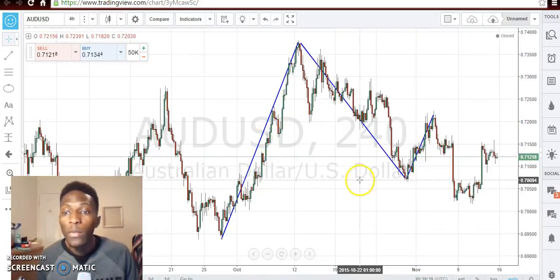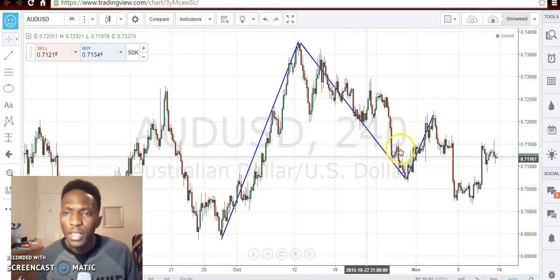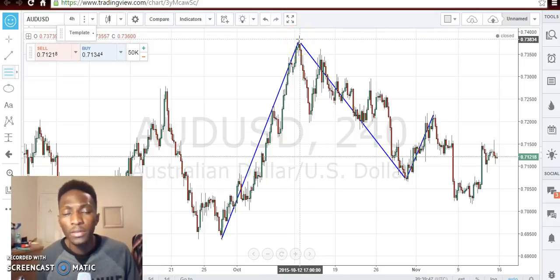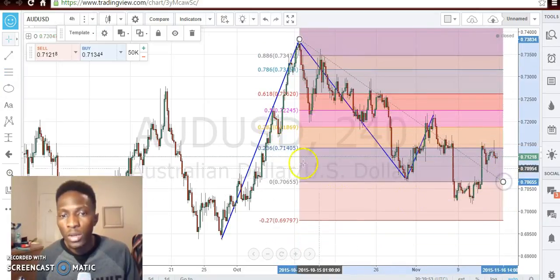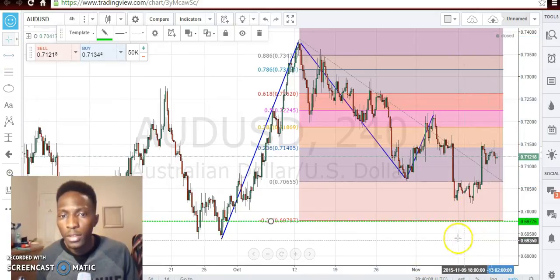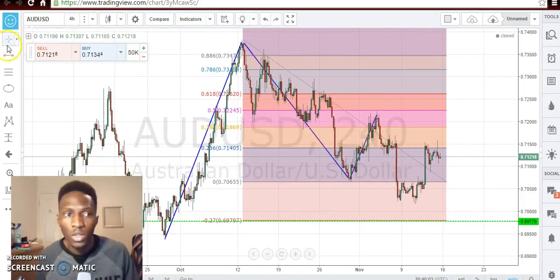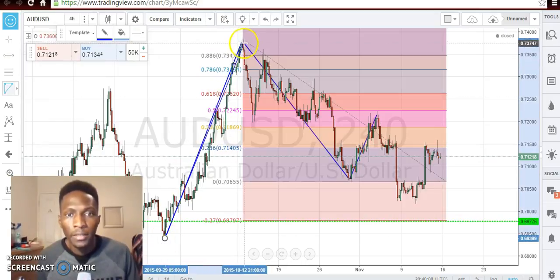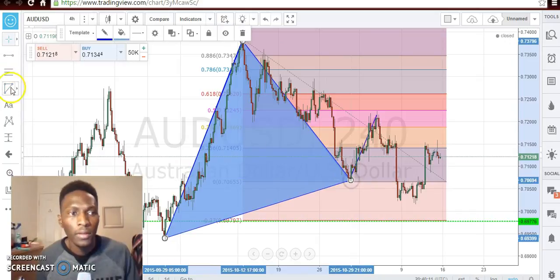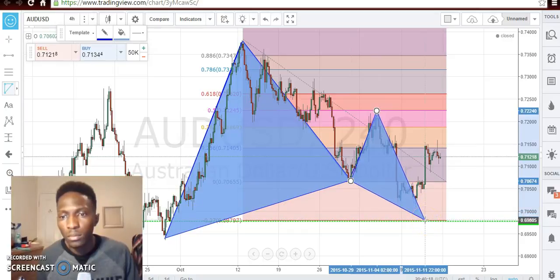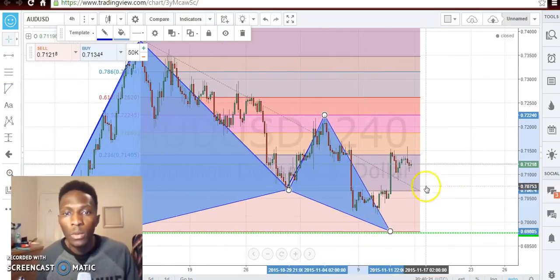And our D leg, our C to D leg, which is our entry point, should come in at the 127 extension of the A to B leg. So the A to B leg from there to there, we're looking at the 127 extension. So we're looking for this market to come all the way down to this 127 extension. So let me go ahead and draw up the Gartley pattern for you guys. There we go.